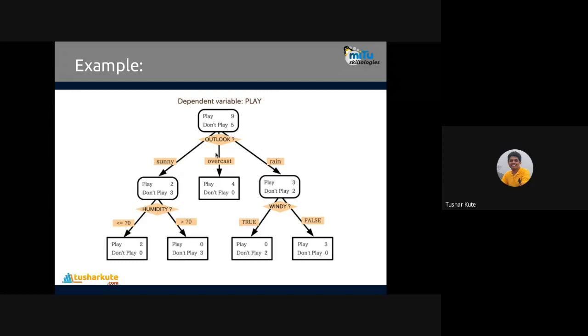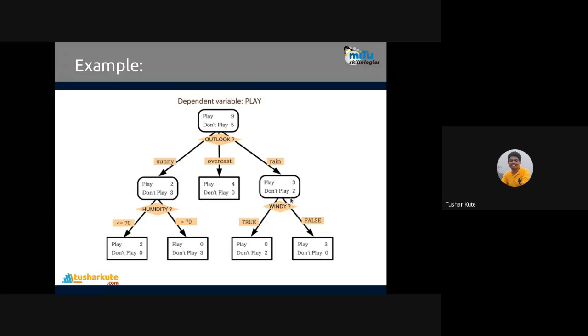For sunny, humidity is checked. How much is the humidity present? If humidity is high, that is greater than 70, let's consider that, don't play 0 times and play 3 times. On the other hand, when humidity is less than 70, that is low or normal, play 2 times, don't play 0 times. So here the decision is finalized, here also finalized, and the same case here also.